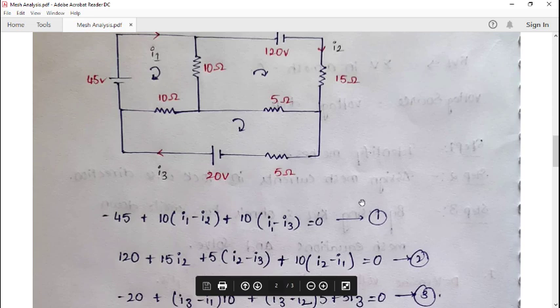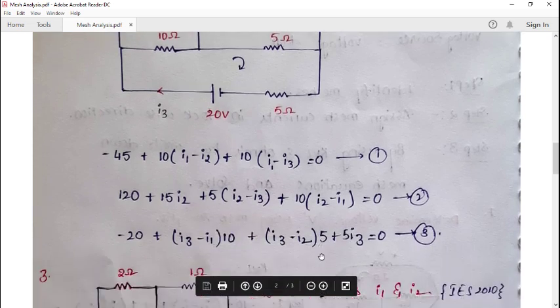So please observe one thing. While writing Ohm's law for loop 1, we took it as I1 minus I2. While writing Ohm's law for loop 2, we took it as I2 minus I1 for the same resistance. So if we are writing for loop 1, we must treat it as I1 minus I2. If we are writing for loop 2, we must treat it as I2 minus I1.